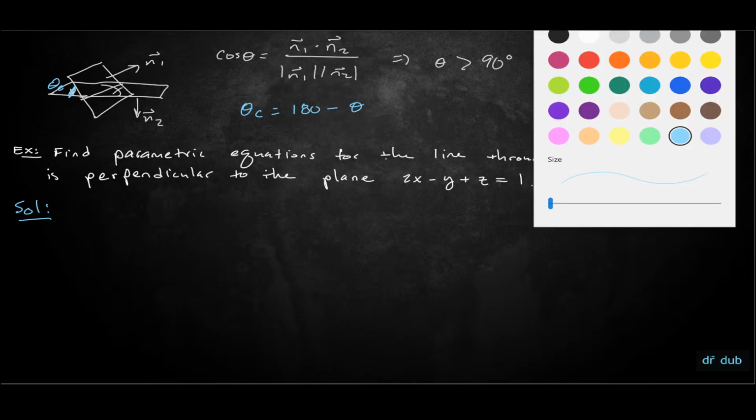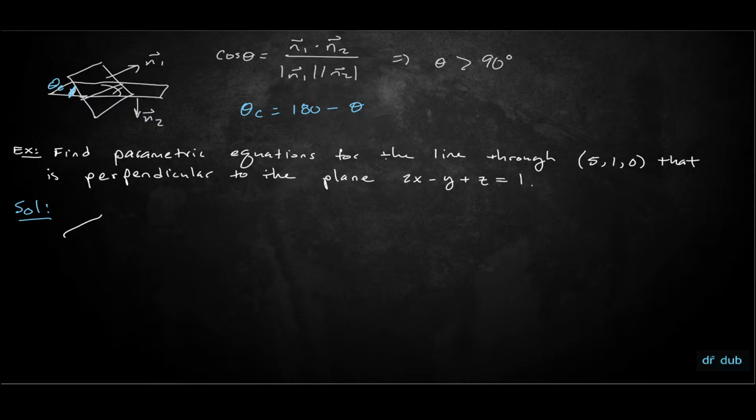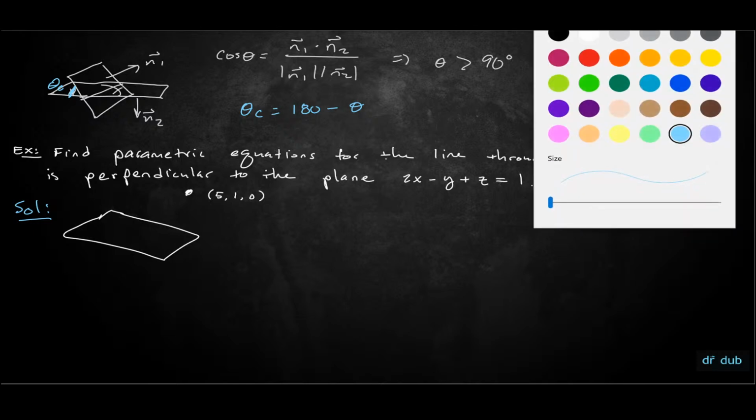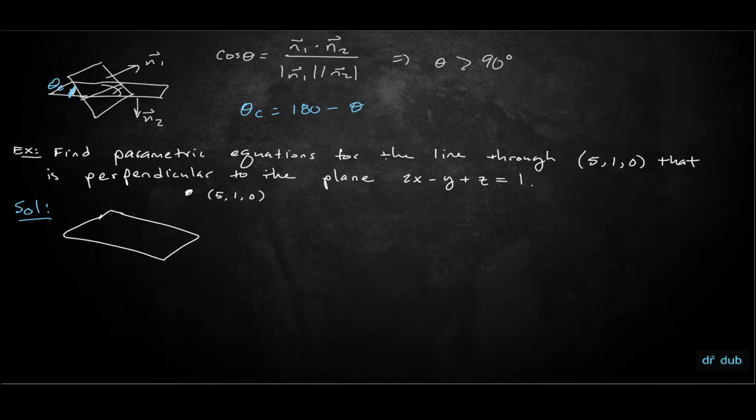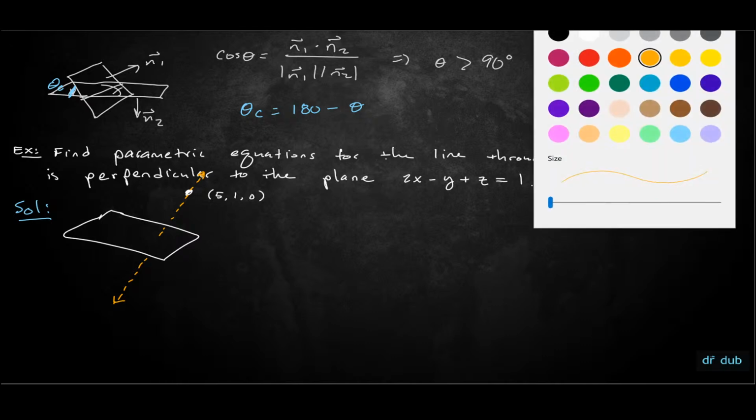So let's think about this. We have a plane, some arbitrary plane like this, and we've got a point over here, 5, 1, 0. It's probably not the right place to draw this, but we can always rotate it to make it work. We want the line that goes through that point, but perpendicular to the plane. Basically we want the equation of this orange line here.